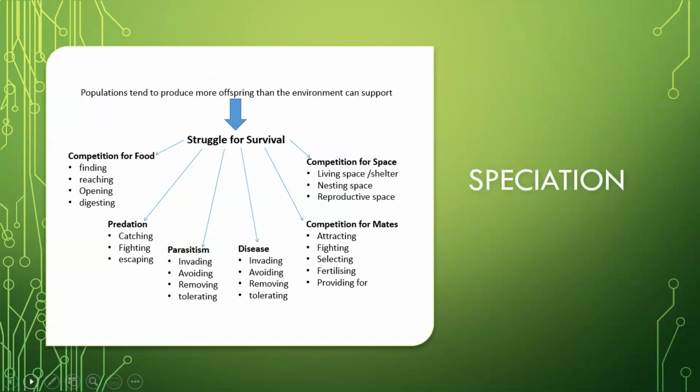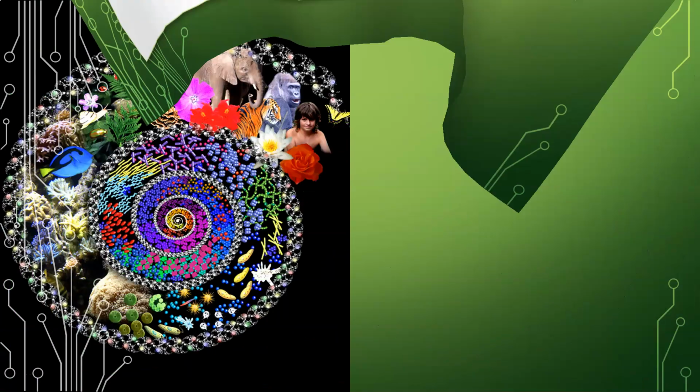Okay, so in this infographic here, we've got our populations tend to produce more offspring than the environment can support. So we have that struggle for survival. We'll look at this in a later video, okay? But these things can affect the species in different environments.